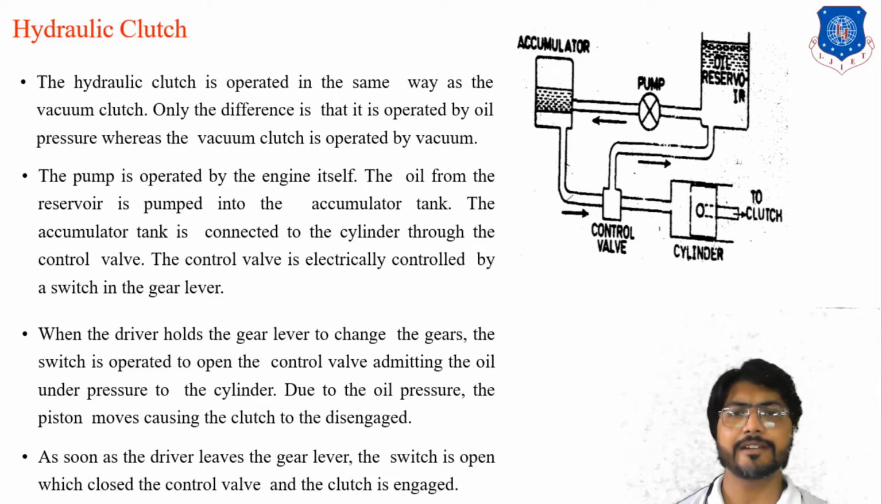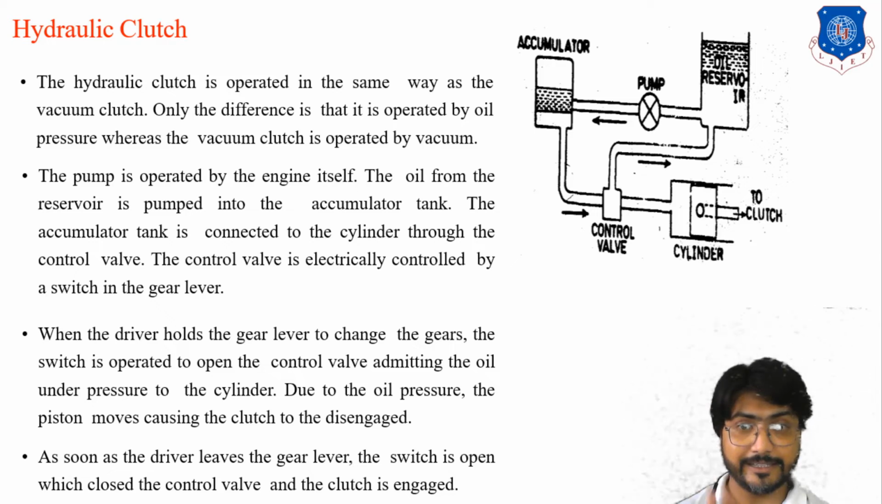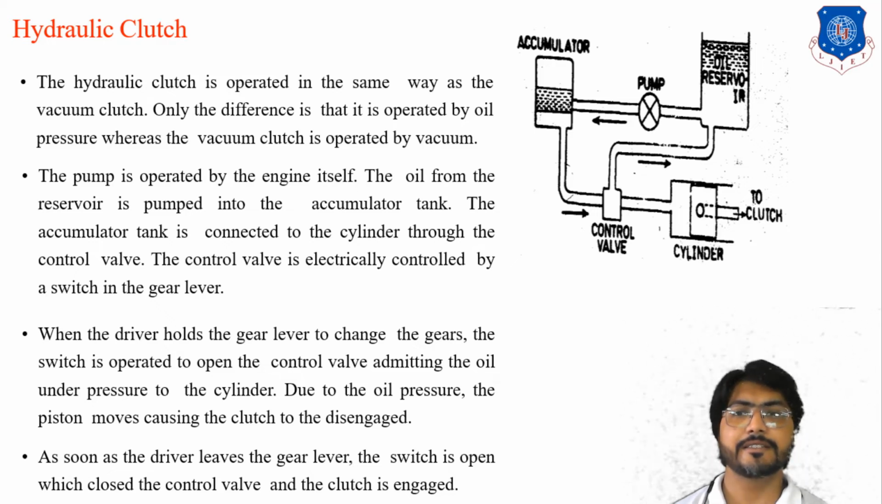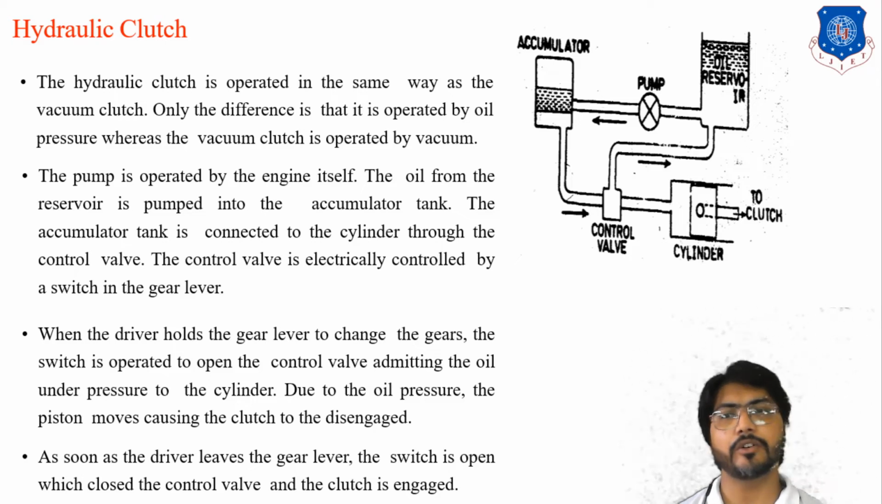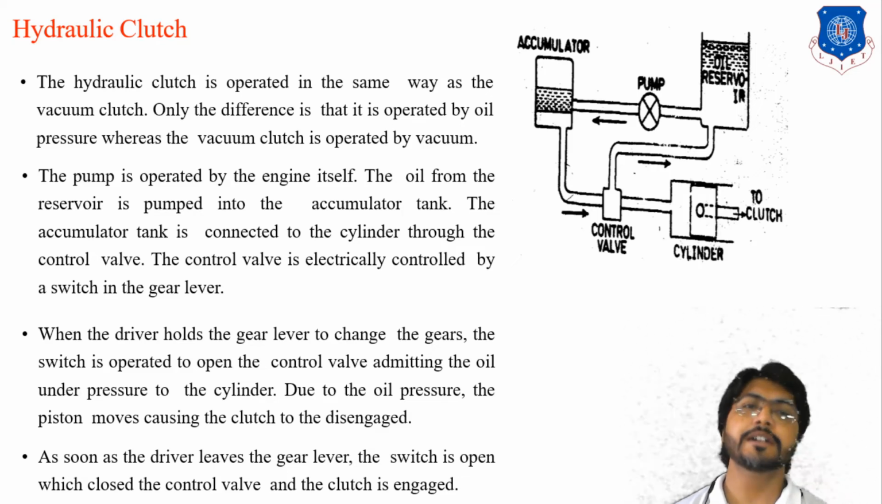The control valve is electrically controlled by a switch in the gear lever. When the driver holds the gear lever to change the gears, the switch is operated to open the control valve, admitting oil under pressure to the cylinder. Due to the oil pressure, the piston moves, causing the clutch to go to the disengaged condition when changing the gear, because the control valve is connected to the gear lever.